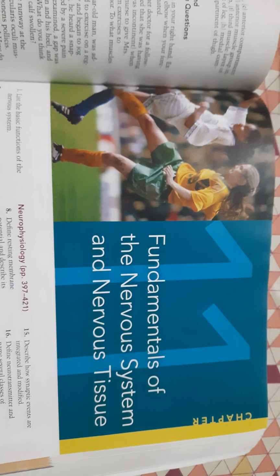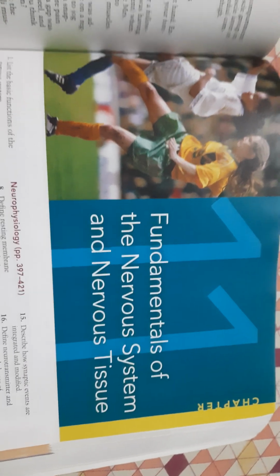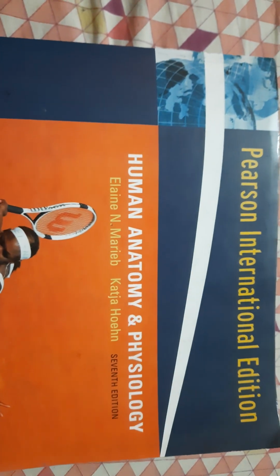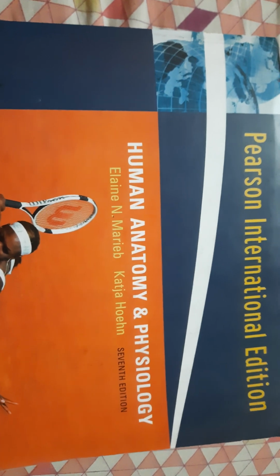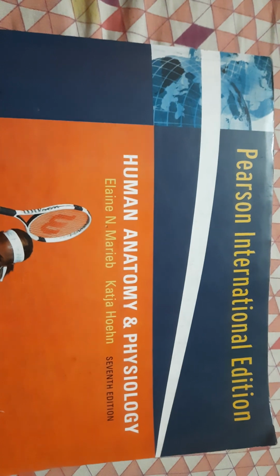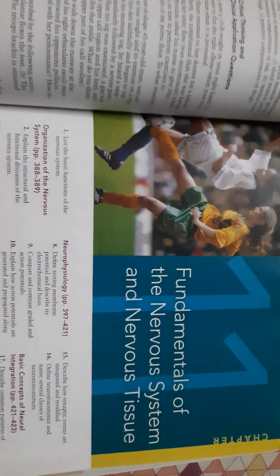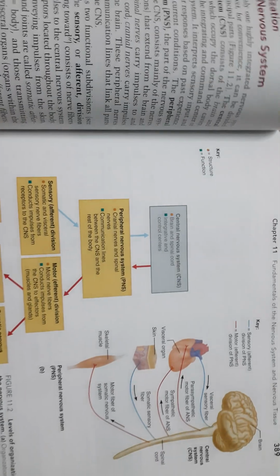This video series is going to be on this topic, and I'm explaining it from the book Human Anatomy and Physiology, 7th edition by Elaine Marieb and Katja Hoehn, published by Pearson International Edition. So here begins fundamentals of the nervous system and nervous tissue.